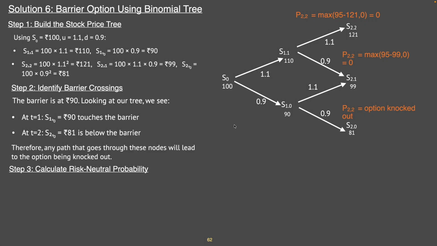Now let us calculate the risk neutral probability. What is the formula for the risk neutral probability? For that we need the time step, which is small h, equal to the time of the option divided by the number of steps, that is 0.5.